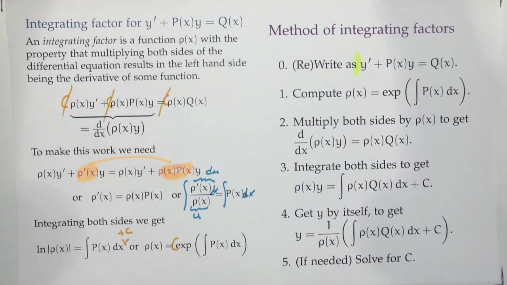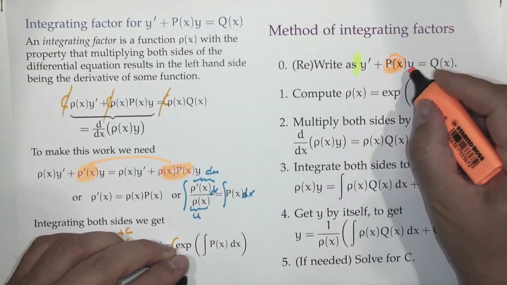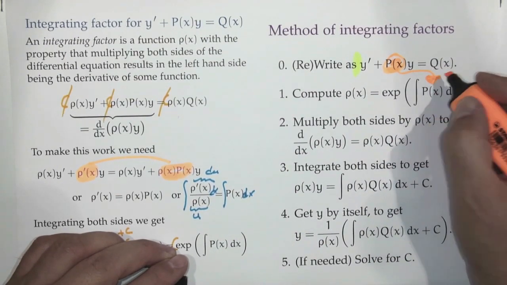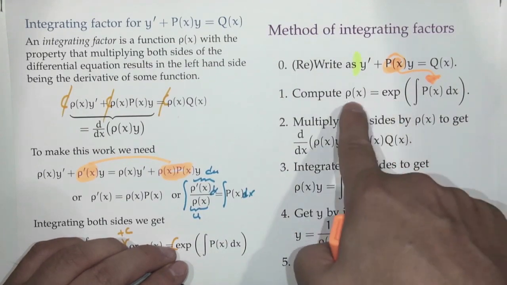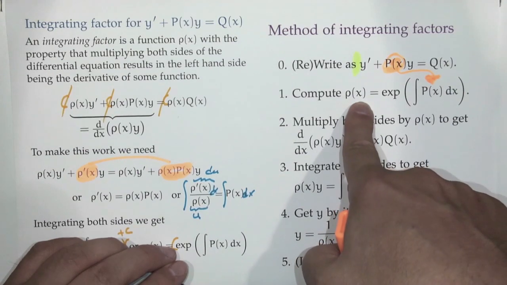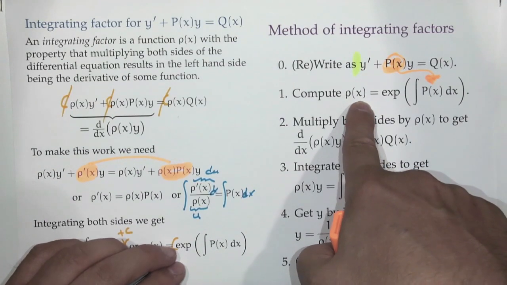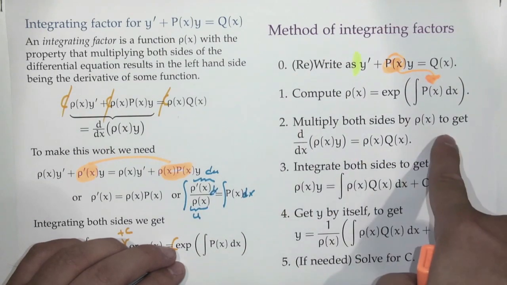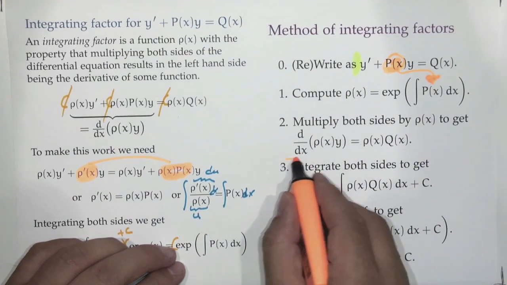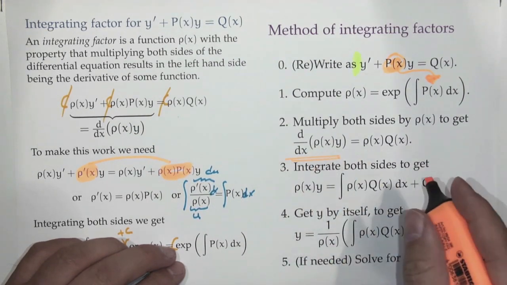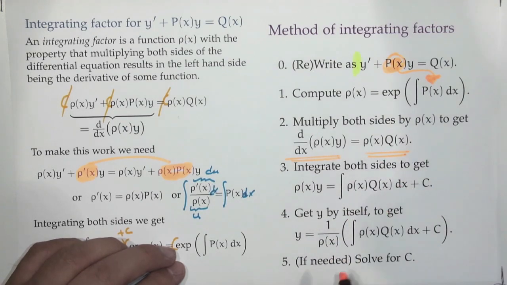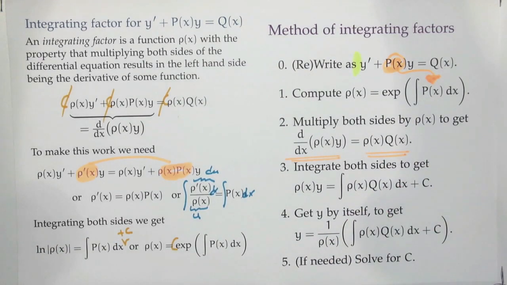Okay. After we've done that, the next thing is to say, all right, whatever's in front of the y term, this p of x, we're going to integrate that. And then after we integrate that, take e to that function. That is our multiplying factor, rho of x. Once we have that, we multiply both sides by rho of x. And the left-hand side is nice. It's a derivative of something, specifically rho of x y. The right-hand side is, it is what it is. Okay. It might not be so nice.